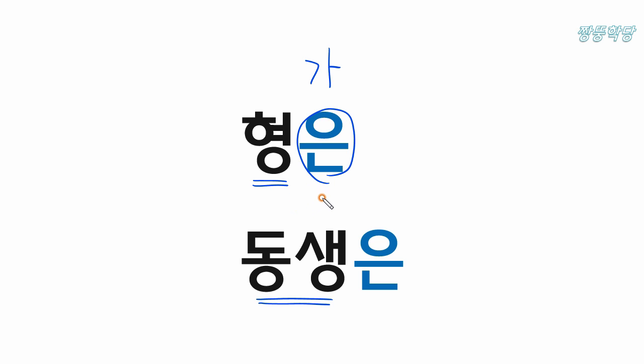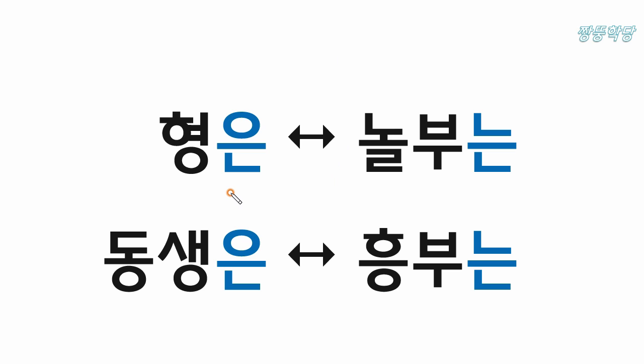And 는 is exactly the same. So when we compare two things, we also use 는 instead of 은. Then what is the difference between 은 and 는? The only difference between 은 and 는 is consonant.